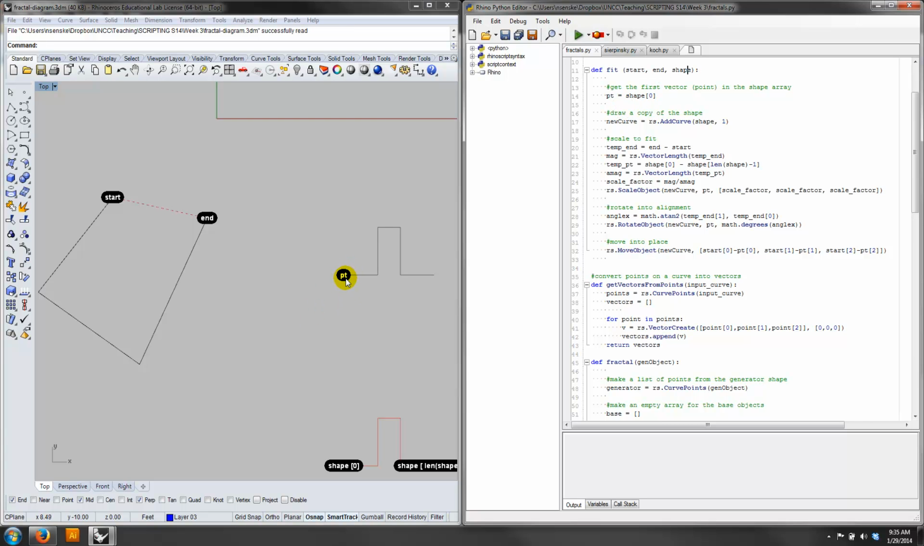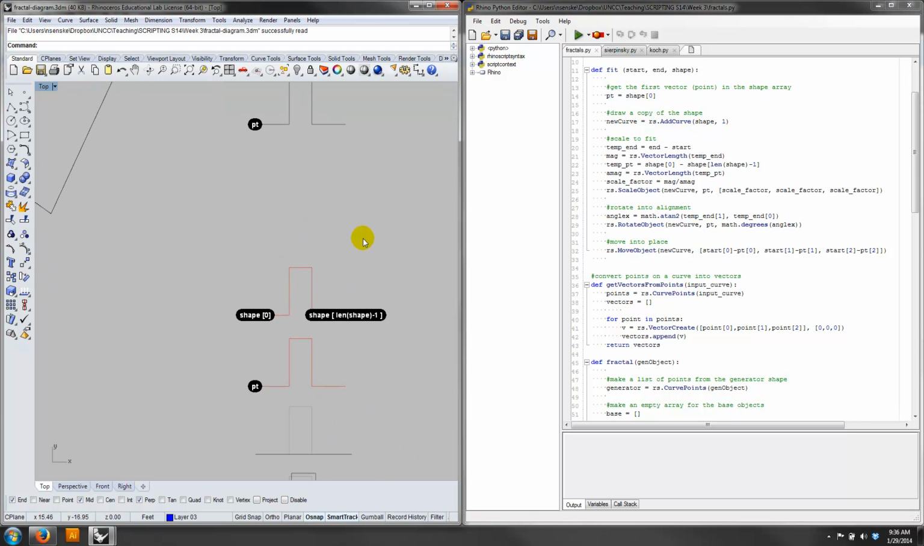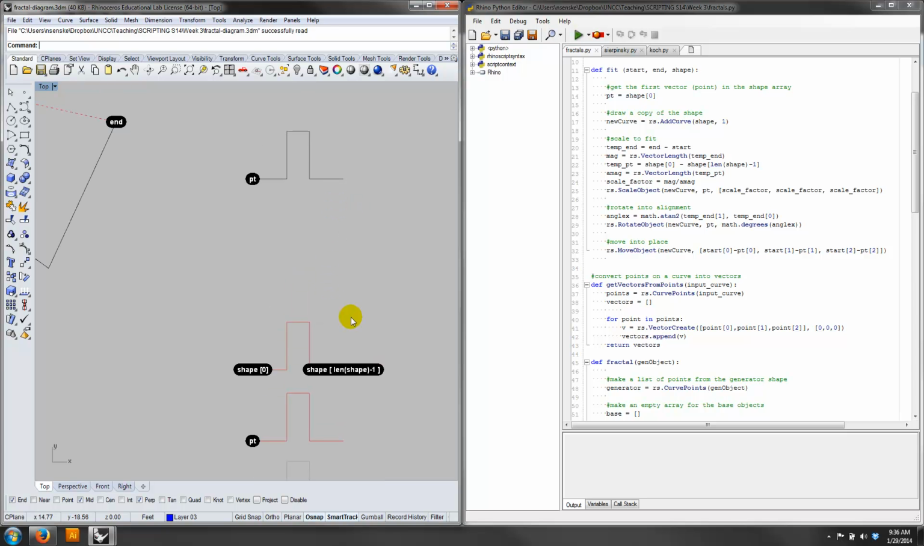That's going to be PT. Okay. Then you're going to draw a copy of that shape, basically. And that's just pretty simple. You're just going to go ahead and say add curve. It's going to add all the points. It's going to be a 1 degree curve, which makes it straight lined. So you have a thing called new curve.